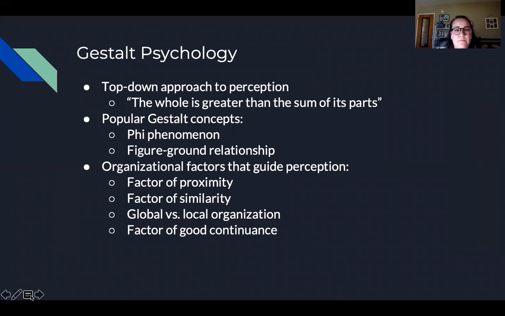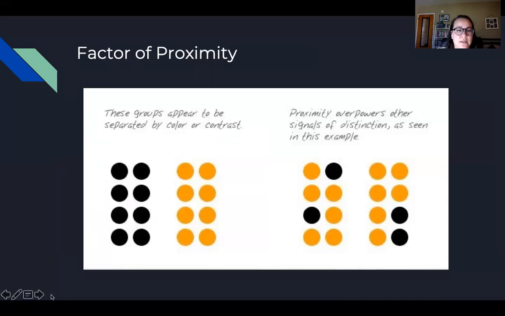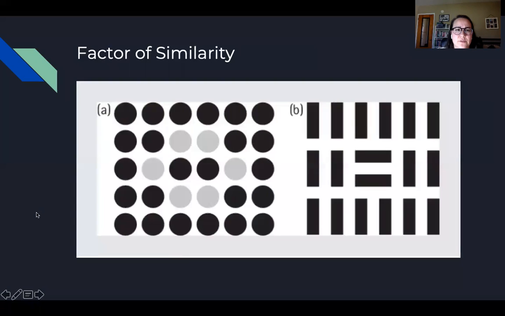And so another organizational factor is the factor of similarity. Sorry, I'm having to switch back and forth. I was going to try to get fancy, and then I just didn't have time. So I apologize about that.